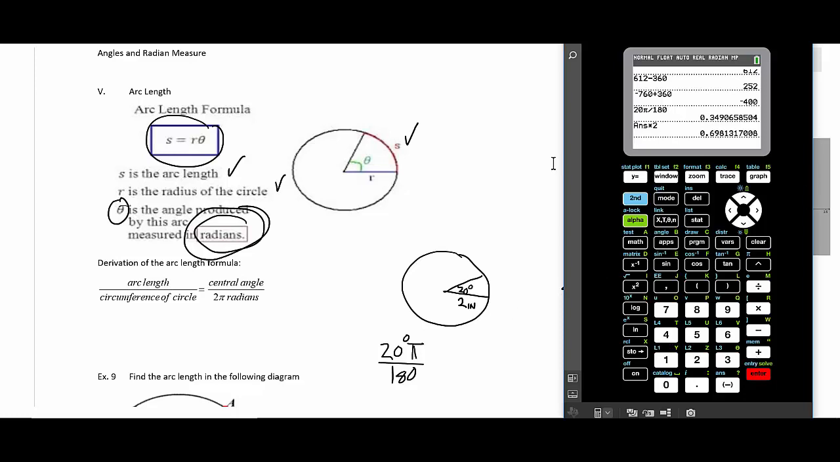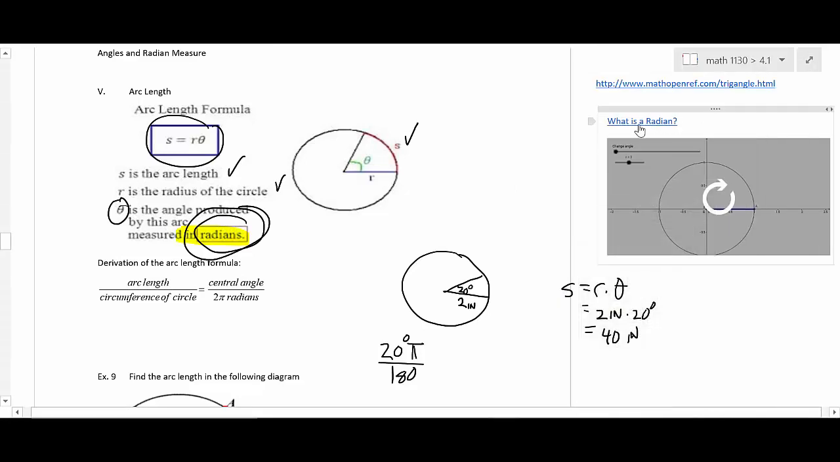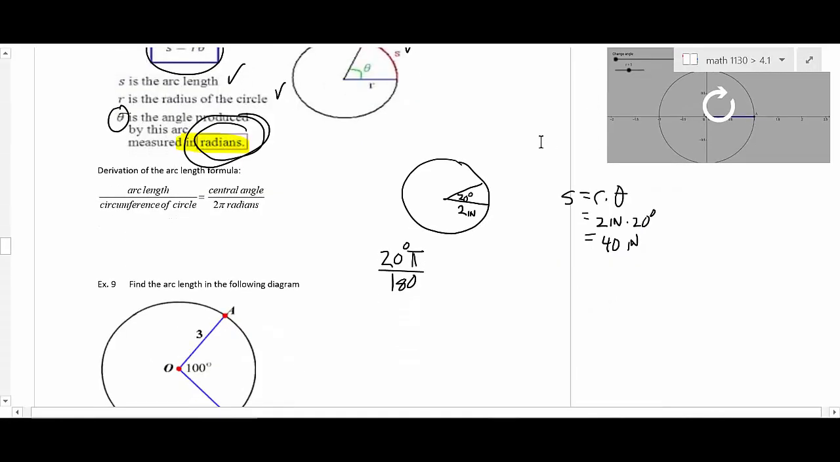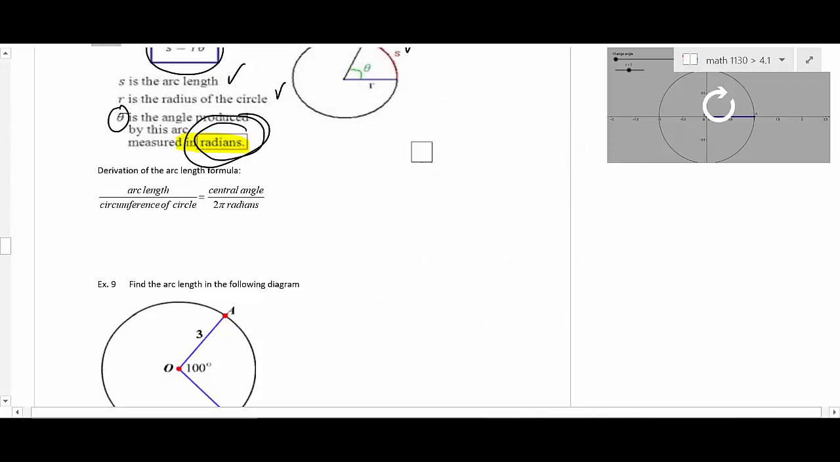So when you're doing this, it's real important that you are in radians. This formula doesn't work unless you're in radians. Okay, so I'm going to show you where this comes from and give you this idea. The derivation of this formula is very simple.